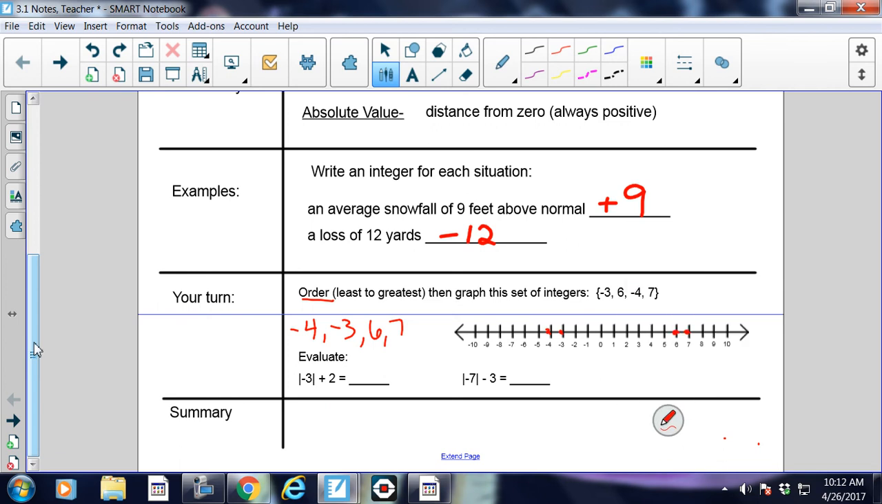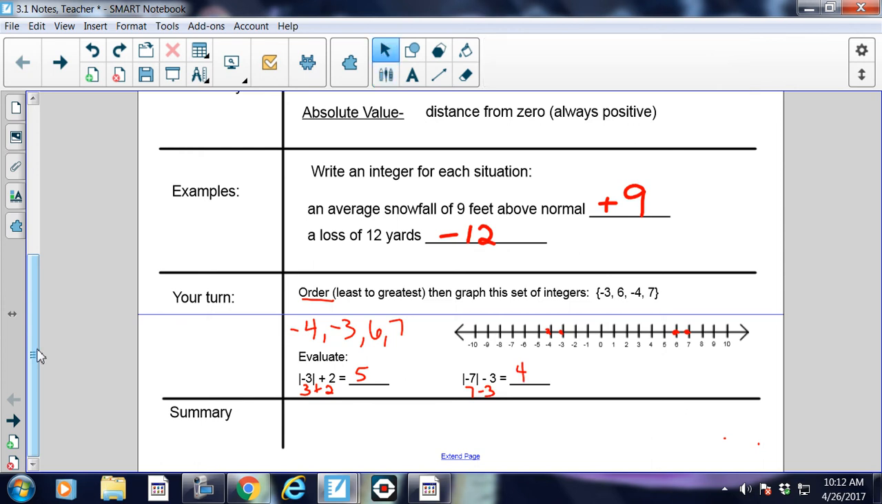Okay. Evaluate the absolute value of negative 3, plus 2. The absolute value of negative 3 is 3, plus 2 equals 5. You have to take care of the number inside the absolute value bars before you can do any adding or subtracting. The absolute value of negative 7 is 7, minus 3 is 4. Write yourself a little summary on that.